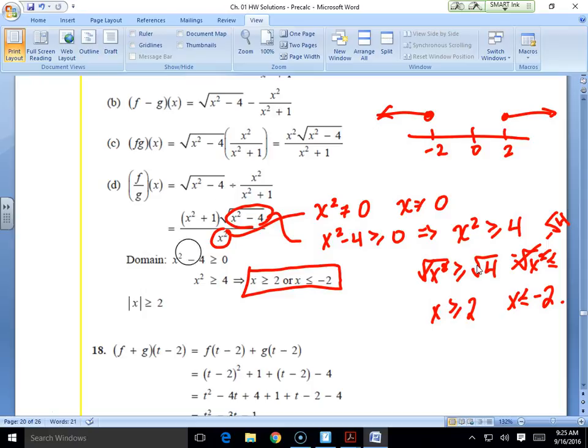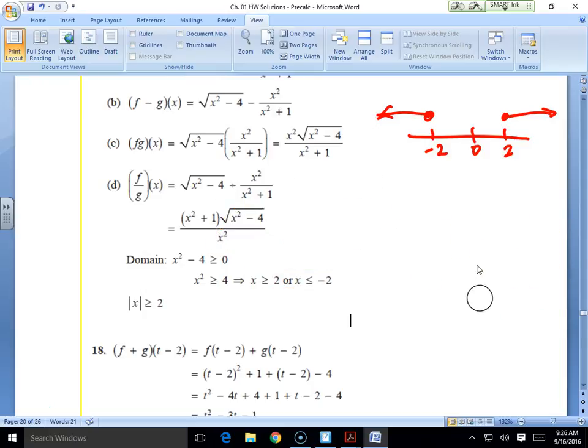So, domain problems. I think we covered it in section 1.4. Some of you need to go back and review that a little bit whenever domain comes up and remind yourself, where do the problems occur? All right, let's keep going.